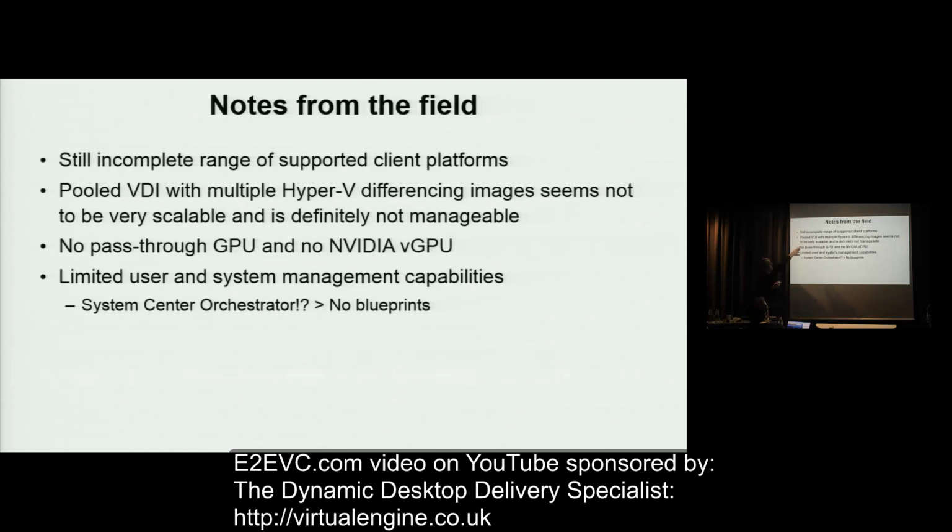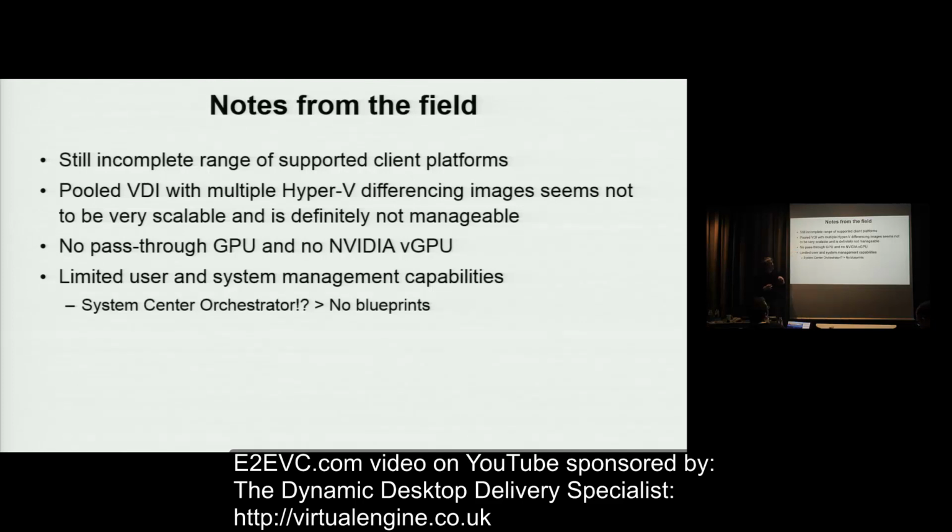Yeah, the client platforms are incomplete. I mentioned that before. Pooled VDI, it's not very scalable, and it's definitely not manageable. Because as soon as you have like 3, 4, or 5 master images, things get really dirty. Because you need to upgrade and update them manually, and all that kind of stuff. So, no pass-through GPU. But I mean, that's exactly the same with MCS, with Horizon. There's no difference there, right? They have the same kind of limitations.